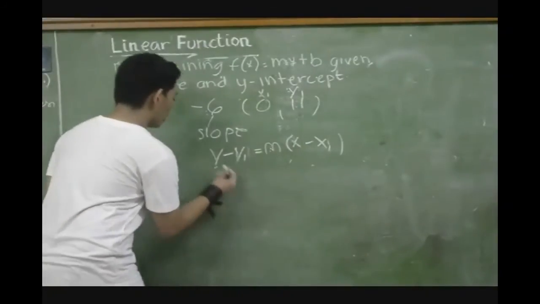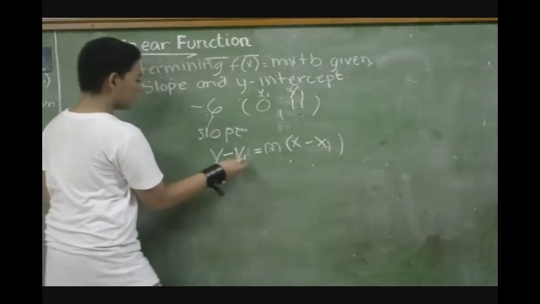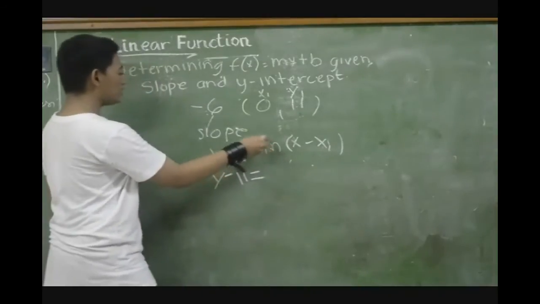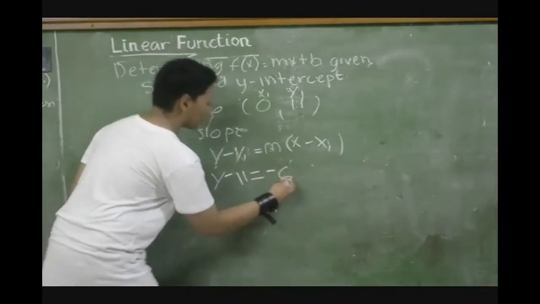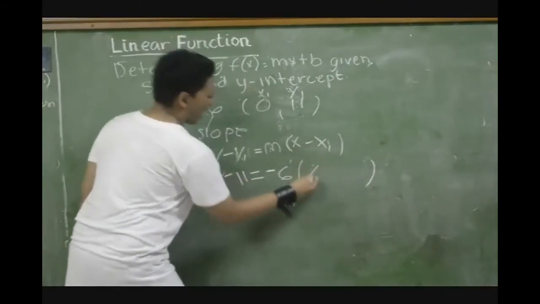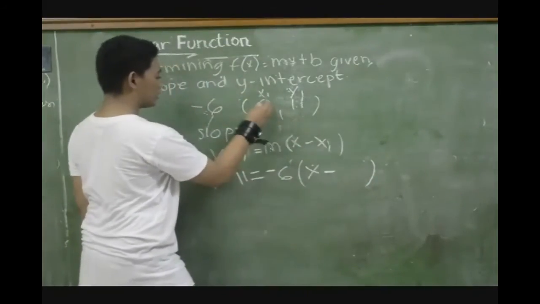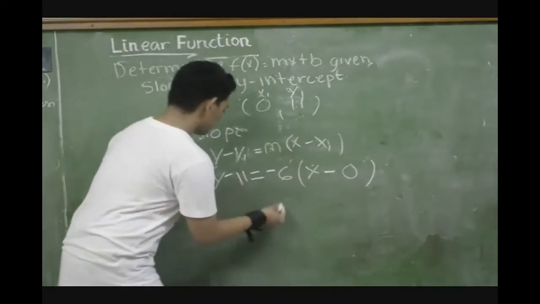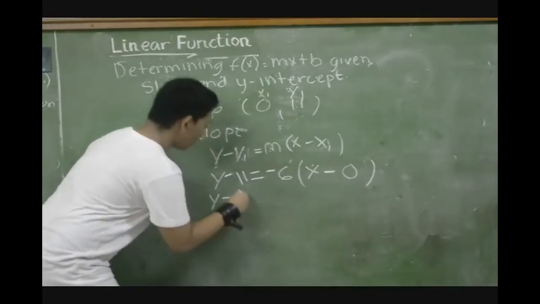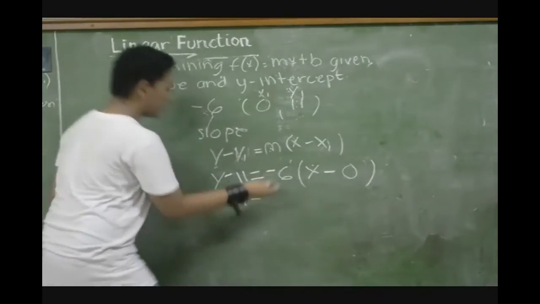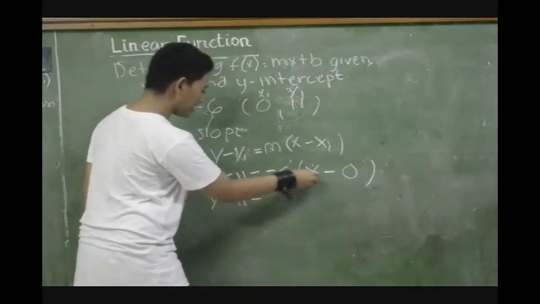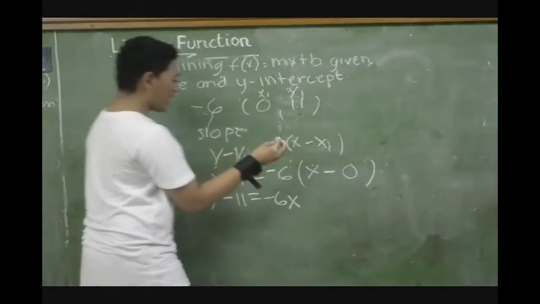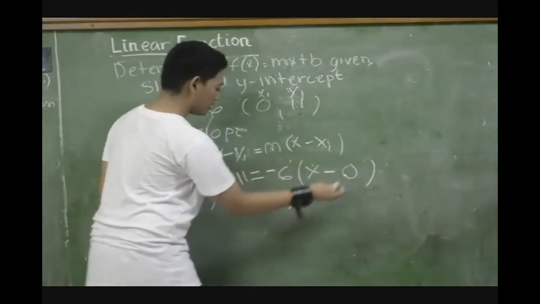Use the substitution. Y minus y sub 1 is equal to 11, m is equal to negative 6, times x minus x sub 1, which is 0. Use the substitution. Y minus 11 equals negative 6 times x, which is negative 6x. Negative 6 times 0 is equal to 0.